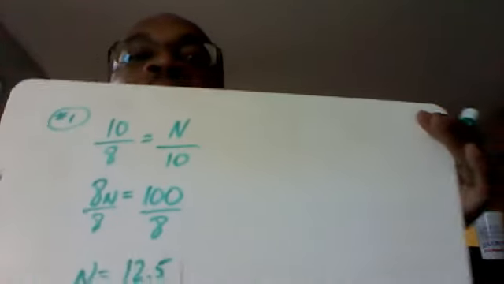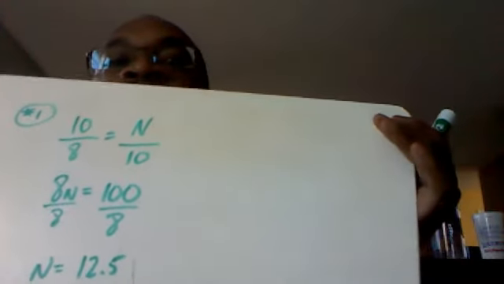Let me pause that. Make sure I did the right problem just to make sure. Yeah, I did. So it's 10 over 8 equals n over 10. Using your multiplication rules, you would cross multiply, getting 100 equals 8n, then divide by 8. And showing you my work, this will be the correct answer.